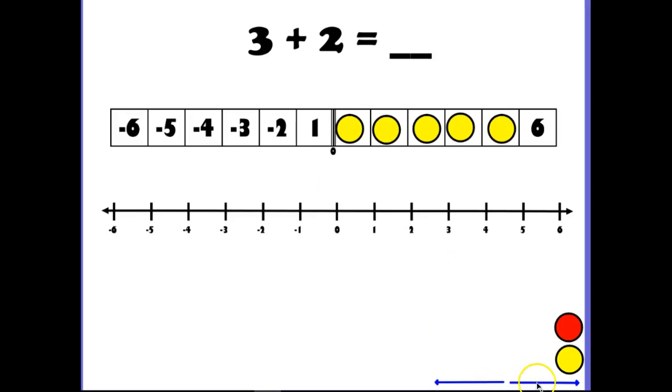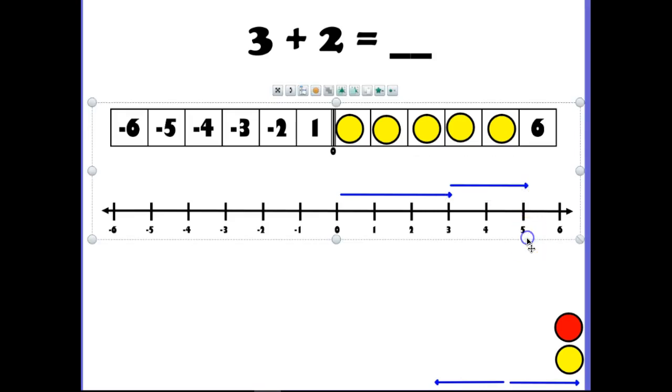If we use a number line, this is our plus 3, and then our adding 2 more. And remember, we always start where we left off. When we added 2 more, we got 5. So 3 plus 2 is 5.